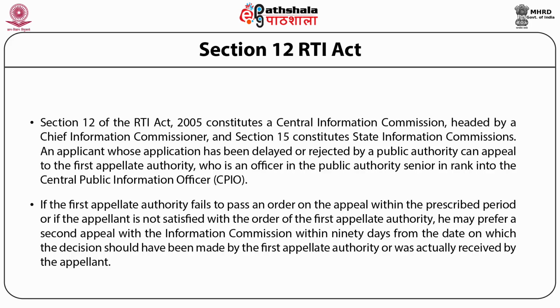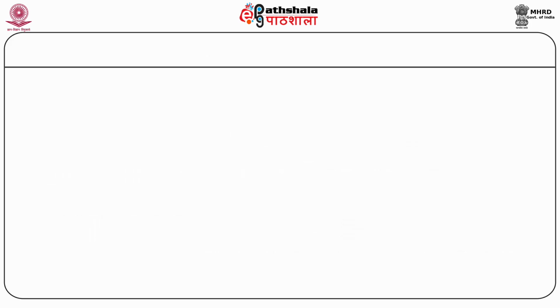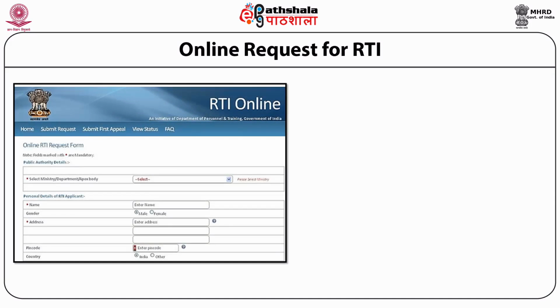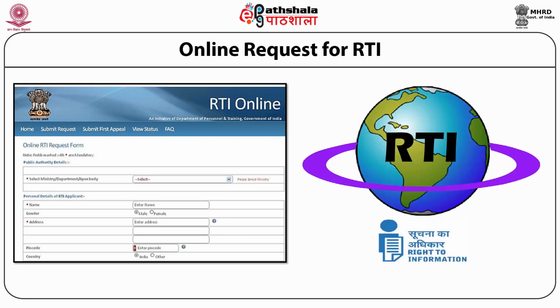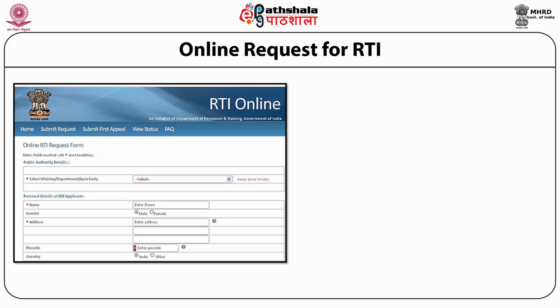So it gives you 90 days, right? Three scenarios. You have 90 days either from the day you received the order, you have 90 days from the date the order was made, or you have 90 days from the date on which the order was supposed to have been made and was not made by the first appellate authority. Pretty straightforward stuff, right? Here you're looking at a screen grab of the RTI application process online. Simple RTI form online. You can log on, file your request for information. Any of us can do this as citizens of this country.